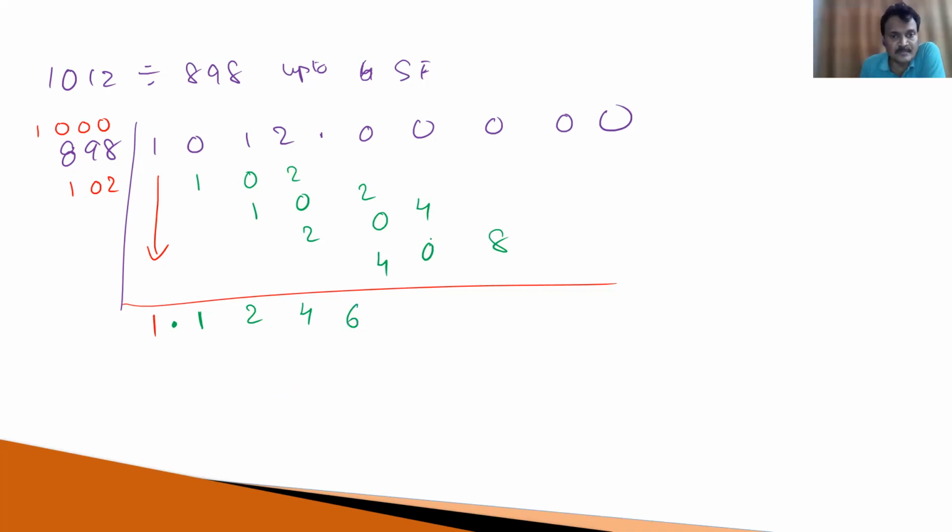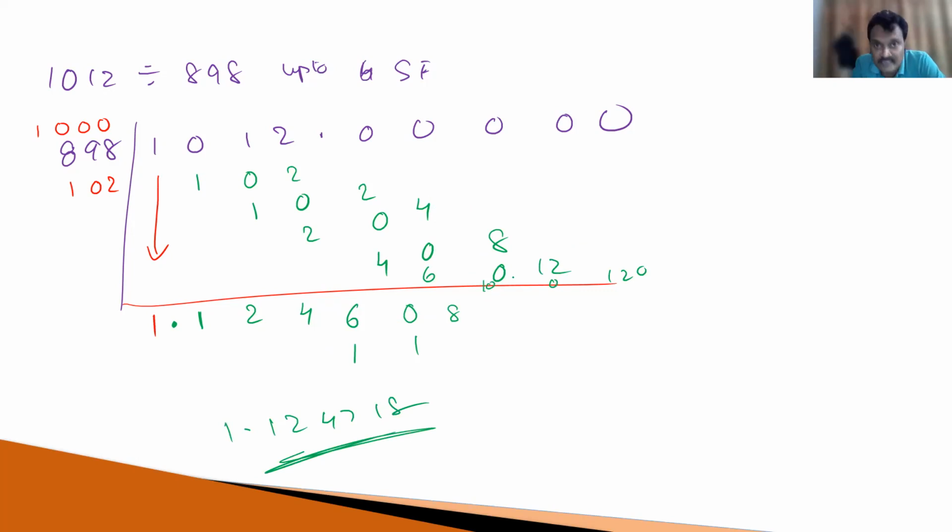Now 6 into 1 is 6, 6 into 0 is 0, 6 into 2 is 12. Now 4 plus 6 is equal to 10, so 0 here and 1 carried. Suppose if you multiply this number, then 10 into 1 is 10, 0, and 120. No need to find out this answer. So this is equal to 18, so 8 and 1. So what is the answer? 1.124718, which is the required answer.